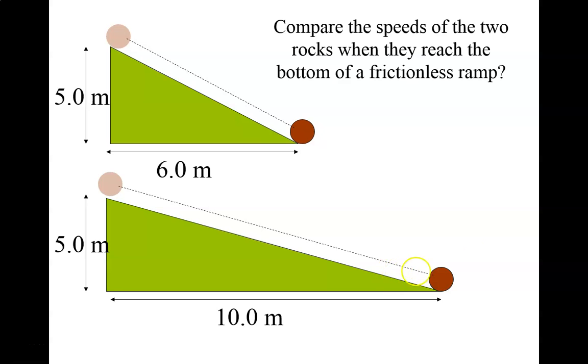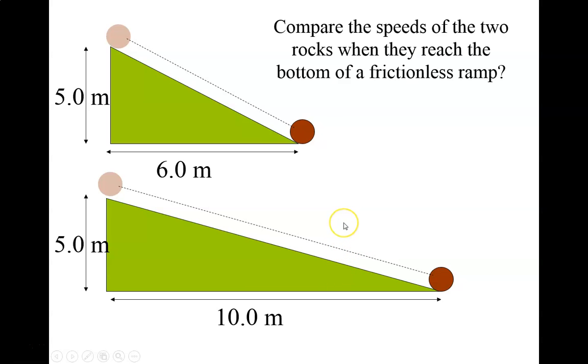So if I were to ask you a question like this on a multiple choice test, we've got frictionless ramps, aka we're not losing any energy to friction, we're not losing any energy to heat. I've got a steep ramp, and I've got a longer ramp, both at the same height but having different horizontal distances. And I asked, compare the speeds. Which of these would be moving faster when it reaches the bottom?